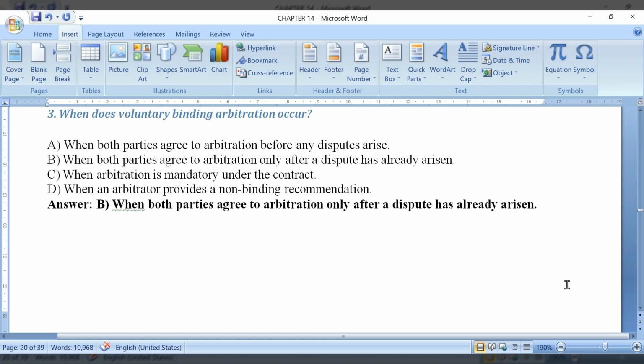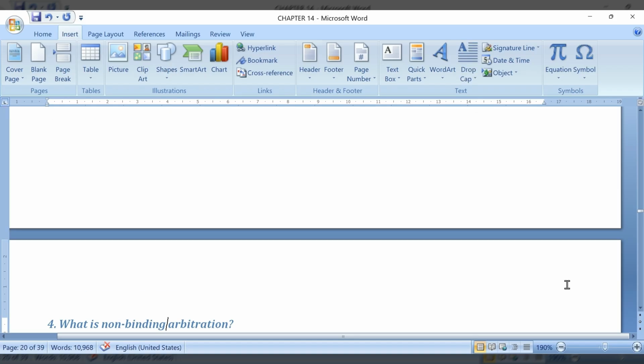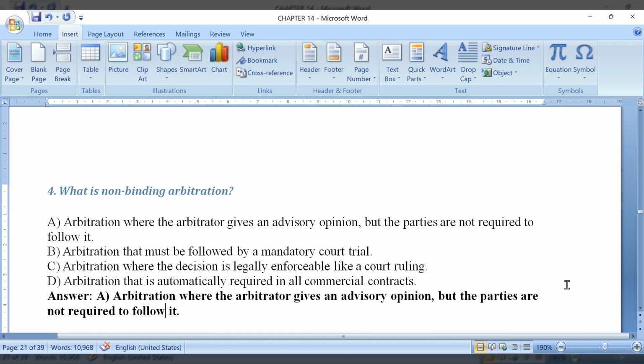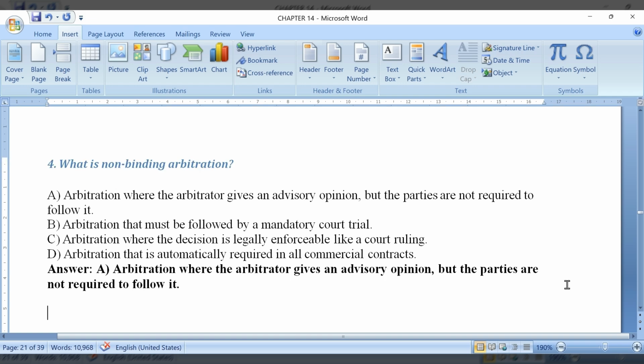B. Arbitration that must be followed by a mandatory court trial. C. Arbitration where the decision is legally enforceable like a court ruling. D. Arbitration that is automatically required in all commercial contracts.